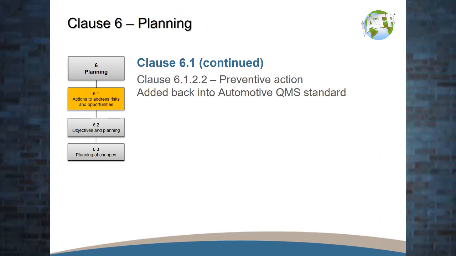So 6.1.2.2, we see preventive action. It's added back into the automotive QMS. Preventive action is not in the ISO 9001 standard, so it's added back into the mix here on the automotive side.